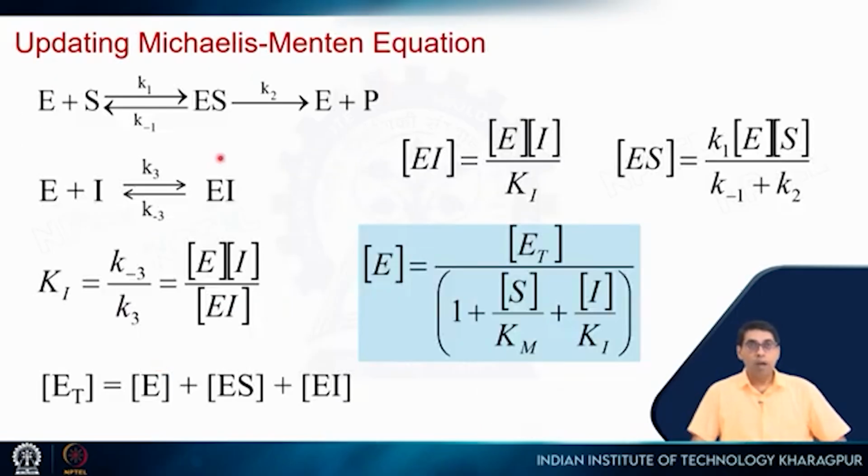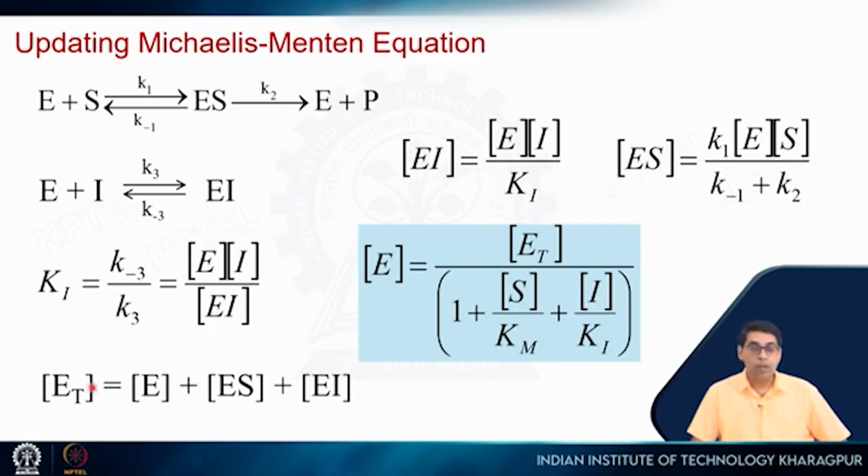So now we have to update our Michaelis-Menten equation. So this is the Michaelis-Menten kinetics and this is the kinetics of the enzyme inhibition. So now we have this additional parameter where Ki equals K minus 3 over K3. So again, you can think of this as the dissociation constant of the inhibitor, right? So we have this and we have ES like this.